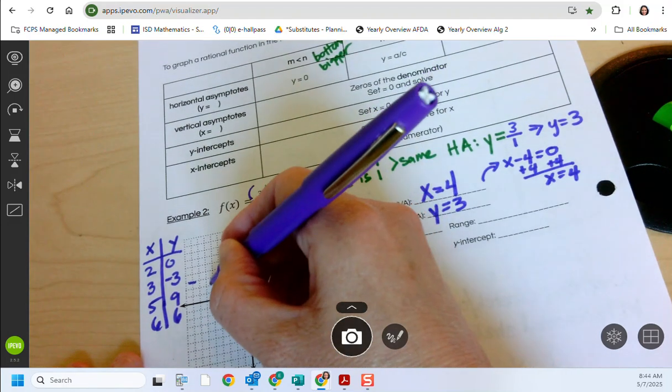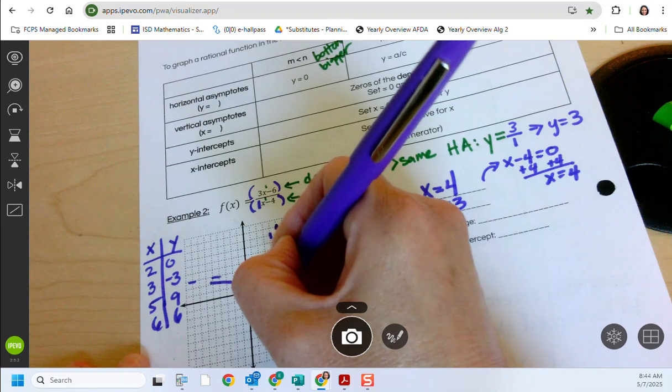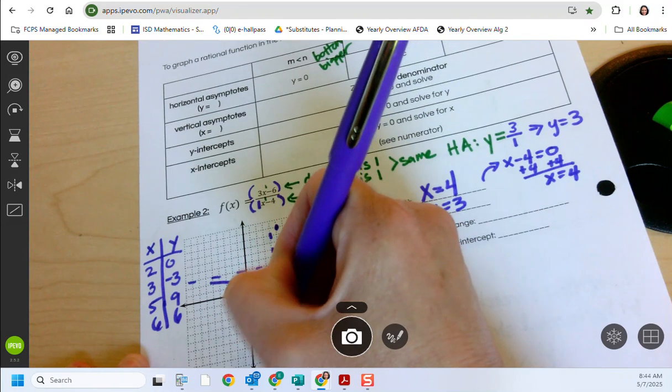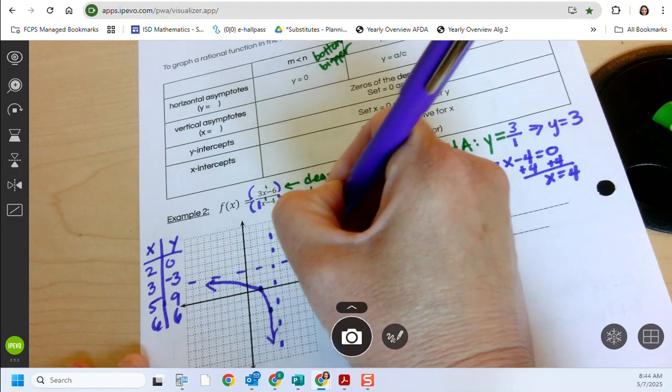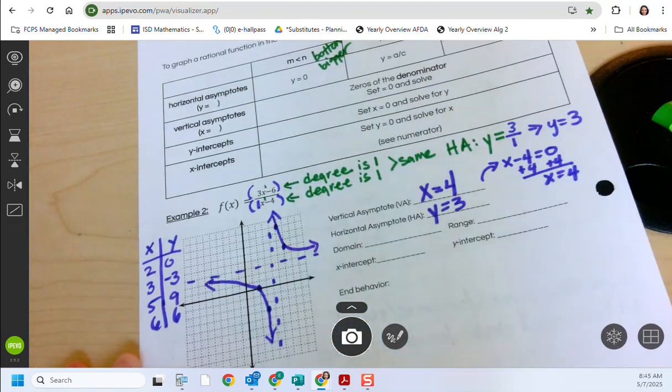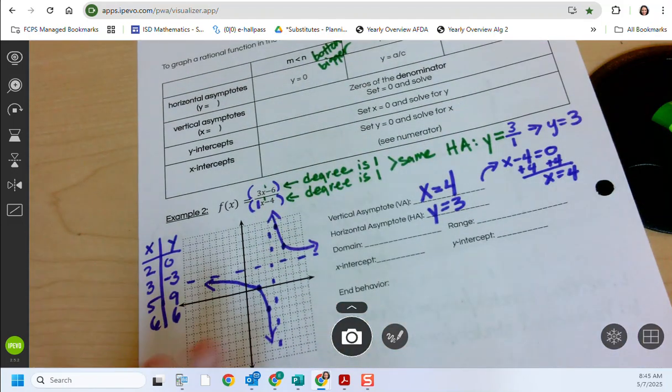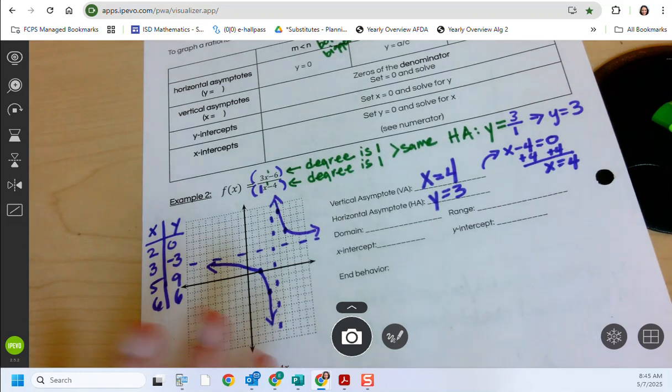And then you just want to sketch the branches in between. Remember, the branches will get close to the asymptotes, but in this case they are still not crossing either of the asymptotes. Like that. All right, once you have your graph complete, I want you to try to finish the domain, range, x-intercept, y-intercept, and end behavior.